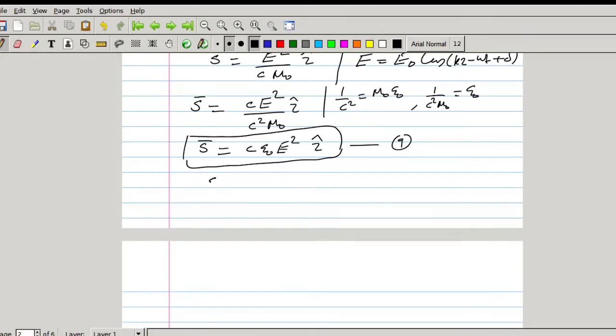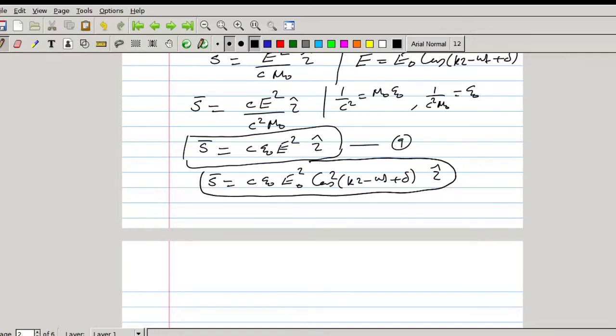Now S is equal to C epsilon 0 E0 square cos square (kz minus omega t plus delta) into Z cap. So this is the expression for the Poynting vector. This is equation number 10.